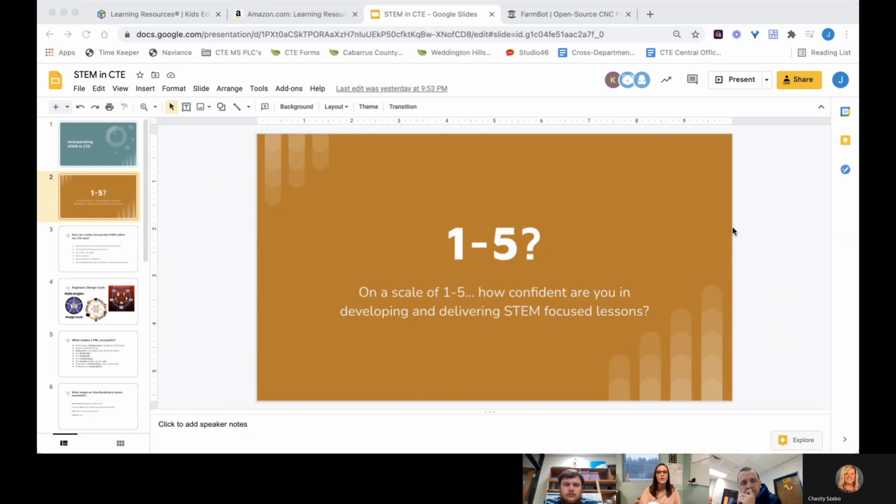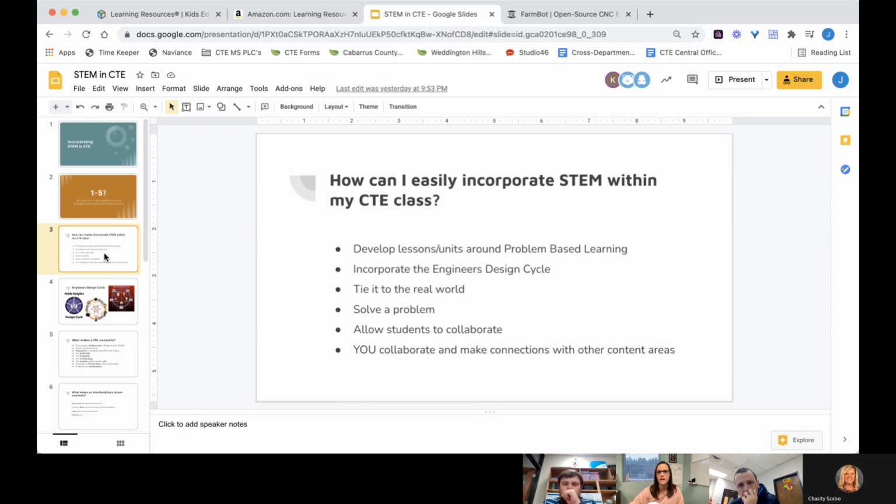So what I'm going to do is go over some of the core parts of STEM in CTE. And I really wanted to give you guys, and this is where it would have been nice to have a much broader group, a chance to think about something we all have in common and what we could do throughout the school, throughout CTE, that we could encompass together and build a lesson on. So I'm going to go to the next one, and basically, how can I easily incorporate STEM within my CTE classes?